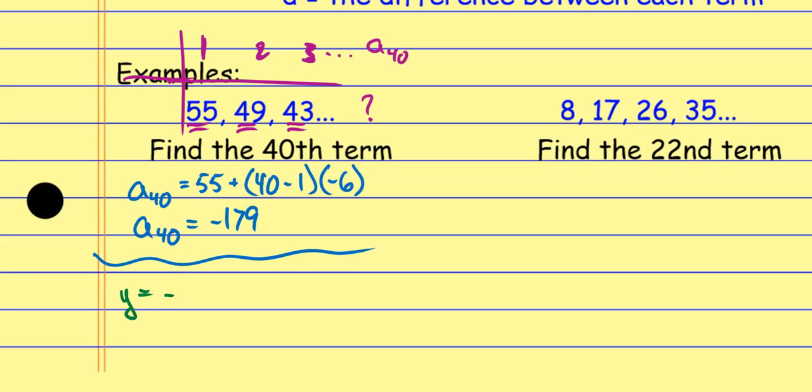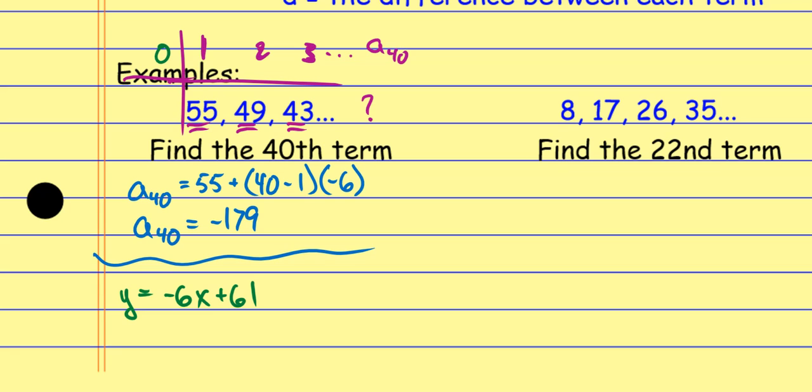Y equals, well, negative 6, the thing I'm adding each time, that's my slope. And then think about what the y-intercept would be if I continued the pattern back here to 0. Well, this would be a 61. So plus 61, okay?